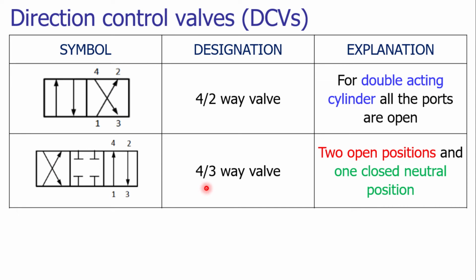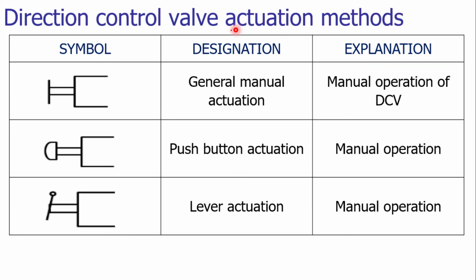In a similar way, we can also have a 4 by 3 way valve, which we have already seen in our previous slide. The designation can be seen on your screen. So there are 2 open positions and 1 closed neutral position. There are various ways to represent the actuation methods.